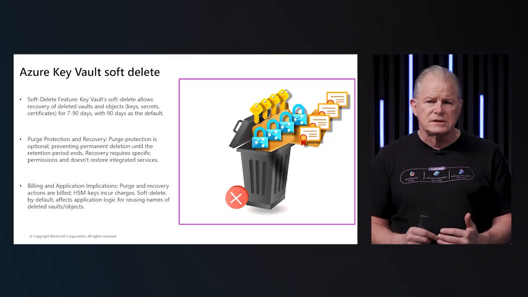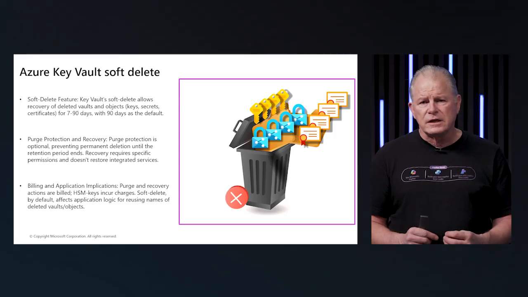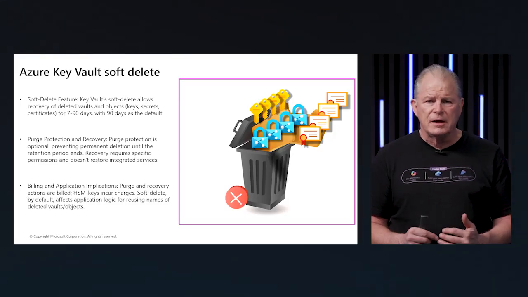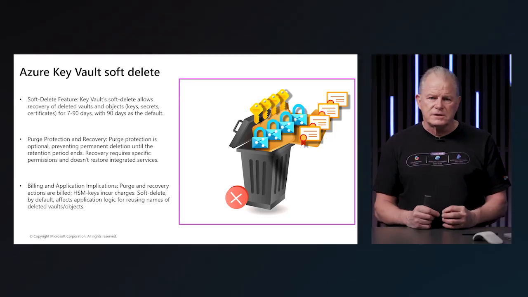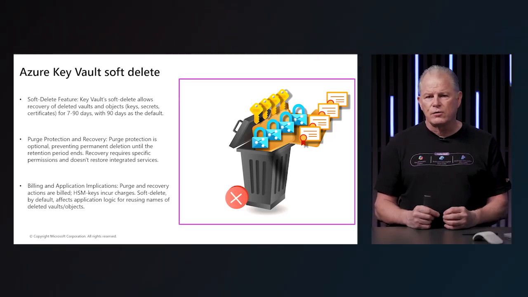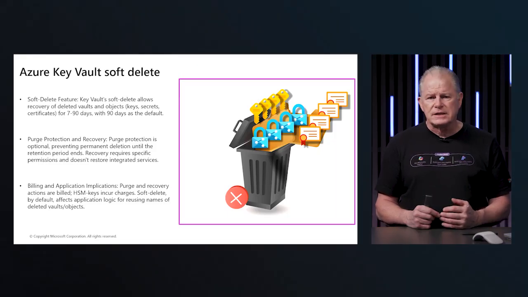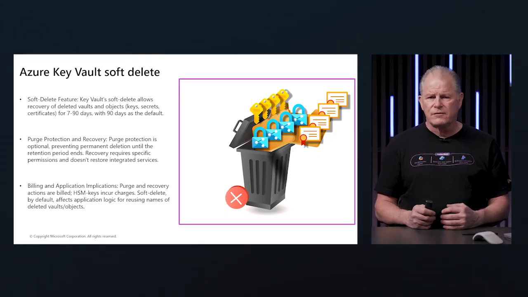So soft delete addresses scenarios where accidental or intentional deletions occur. It ensures that deleted objects are retained for a specific period of time, allowing for recovery. The retention policy interval can only be configured during Key Vault creation and cannot be changed afterwards. I also want to emphasize that during the retention period, the name of the soft deleted objects cannot be reused. Purge protection can only be enabled once soft delete is enabled. It ensures that objects in the deleted state cannot be purged until the retention period has passed. And again, we've stated this several times, it's in that configurable period between 7 and 90 days, with 90 days being the default.